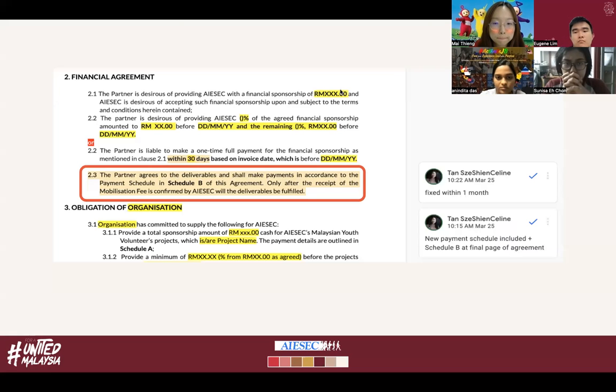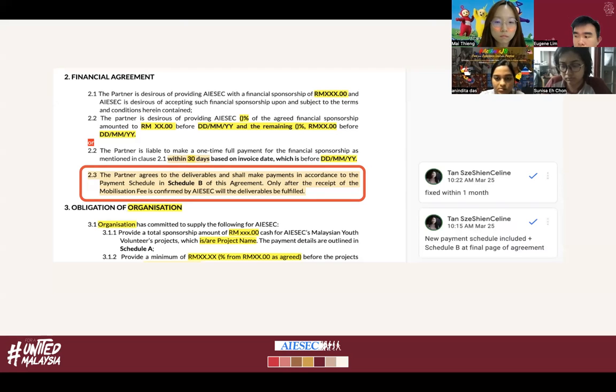Next slide, please. Okay, so this is how it looks in the financial agreement space. If you remember the screenshot just now, over this part is where the partner agrees to the deliverables and shall make payments in accordance with the payment schedule.